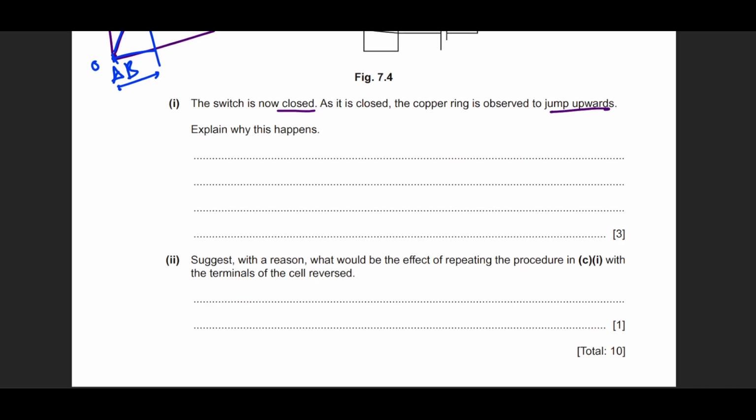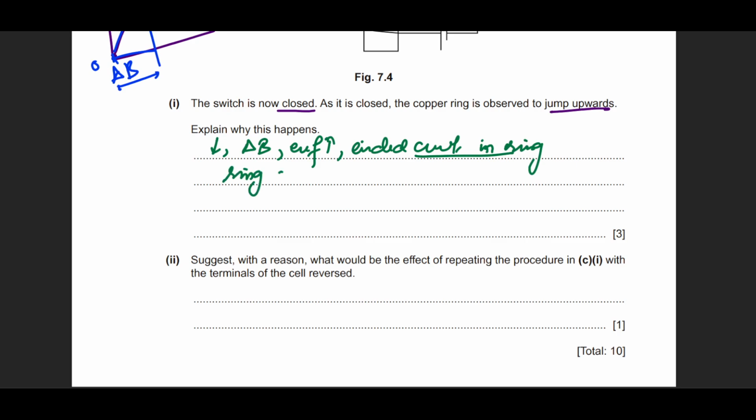So we just have to explain this whole method: when the switch is closed, there is a change in magnetic field. This causes induced EMF. That causes induced current. In which part? In the ring. That causes induced EMF in the ring. Now when there is induced EMF in the ring, that causes induced current in the ring, and that induced current creates its own magnetic field.